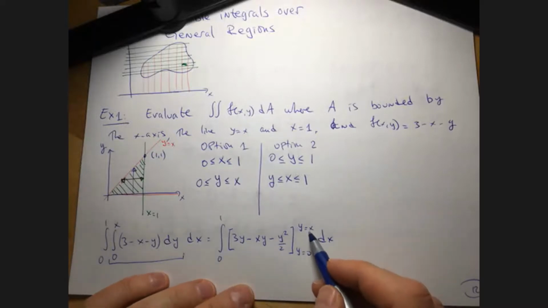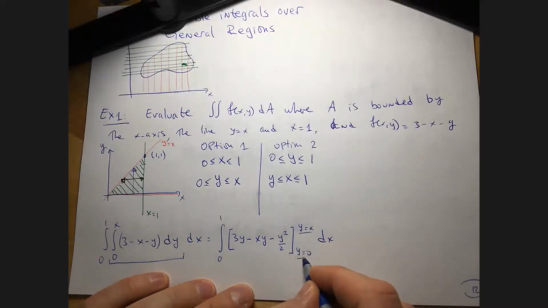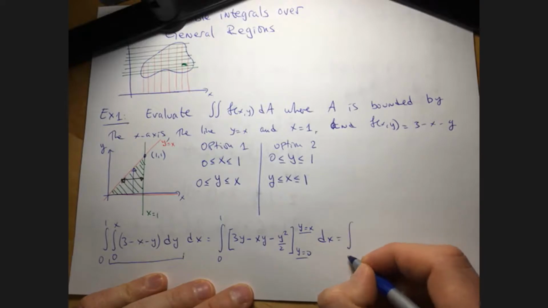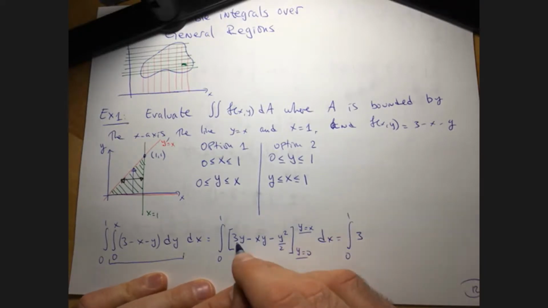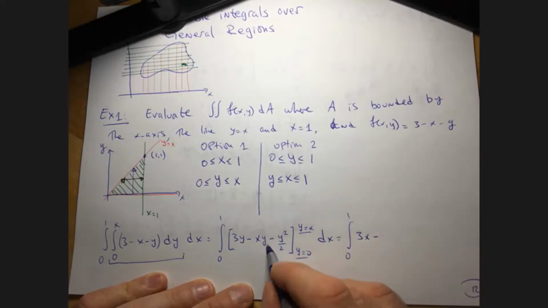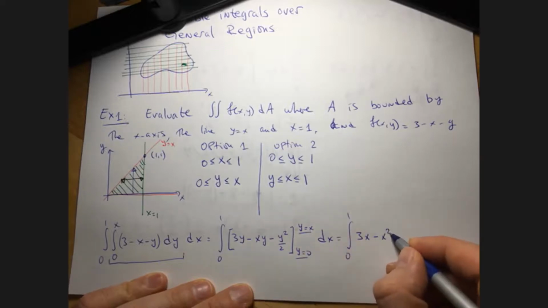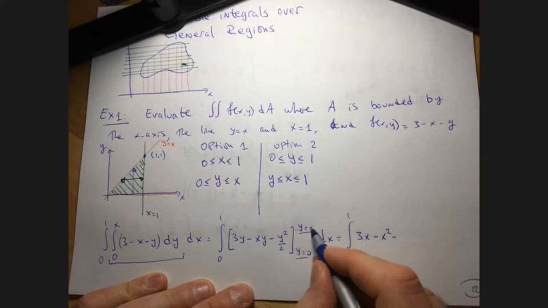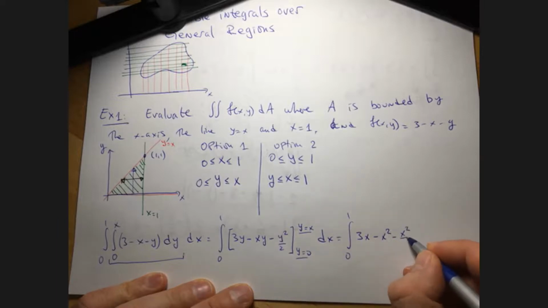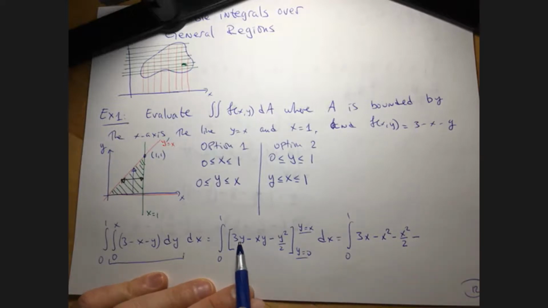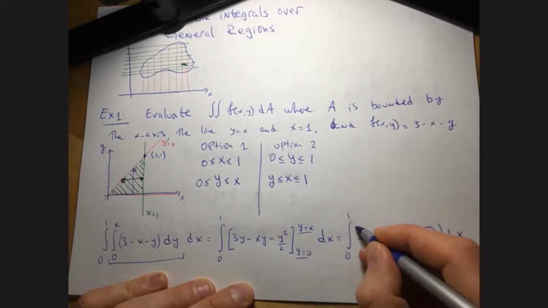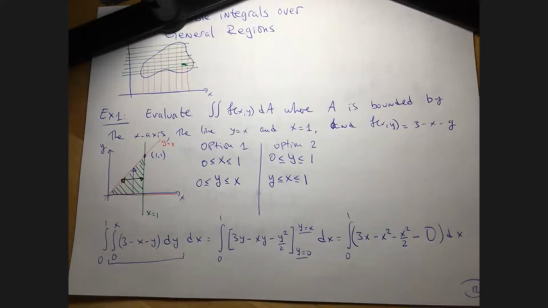Now let's plug these values for y in here. That's the integral from 0 to 1. When y is x, I get here 3x, minus x squared, minus x squared over 2, minus, when you plug in 0 for y everywhere here, you get 0, dx. Okay.